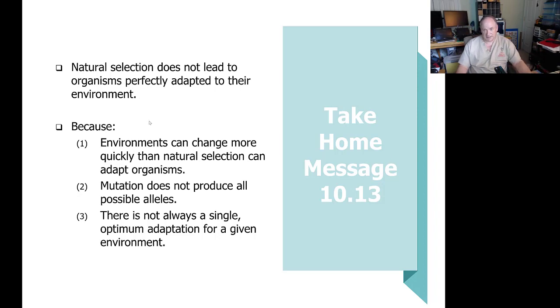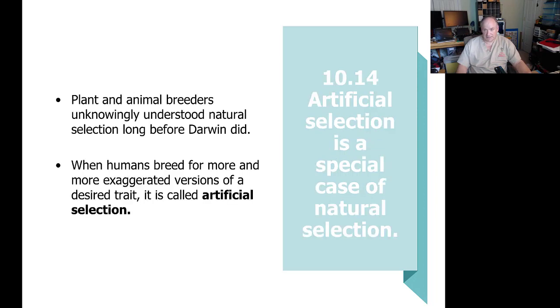And that's what they're saying. Because environments change, and mutations are random, they don't produce all the possible alleles at any given time, and there's not always a single optimum adaptation for a given environment. So some of the allele variations are meaningless, and they're all just as adapted as the other one in a particular trait.